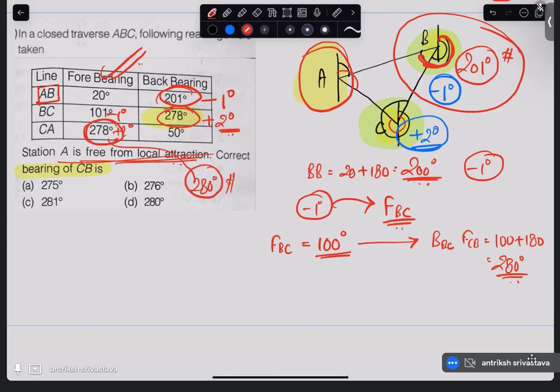So we don't need to go any further, because what we can see clearly here is that they asked us the correct bearing CB, that is we have identified as 280 degrees. So we can leave the answer here, that is D, 280 degrees, that is the correct answer. All right.